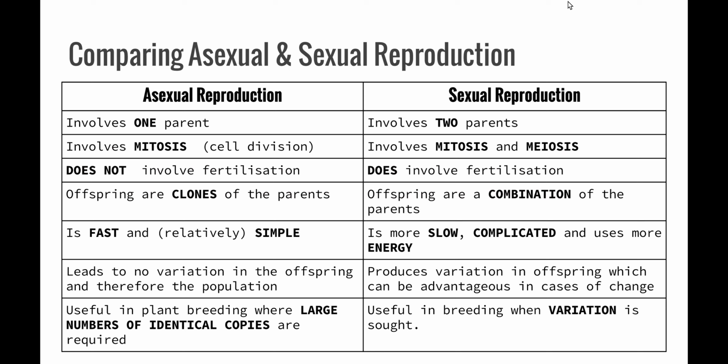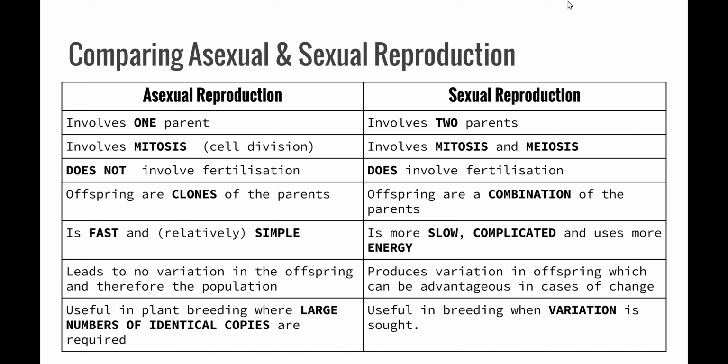So before we have a look at how asexual reproduction is advantageous, let's do a quick recap on a comparison between asexual reproduction and sexual reproduction. Asexual reproduction involves only one parent, whereas sexual reproduction involves two. Asexual reproduction involves simple mitosis, so cell division, whereas sexual reproduction involves the two different types of cell division that we've already looked at, mitosis and meiosis. Meiosis needs to occur first in order to produce the gametes, so the egg and the sperm. They then need to come together during the process of fertilization, which is our next point here.